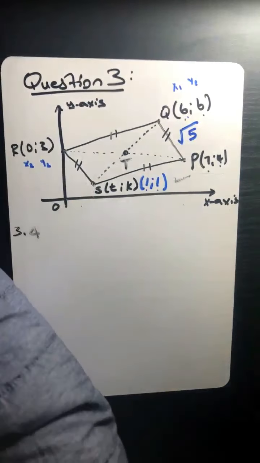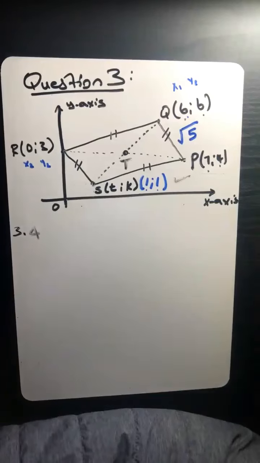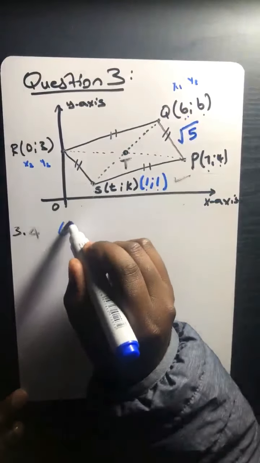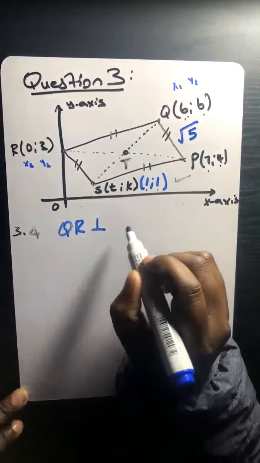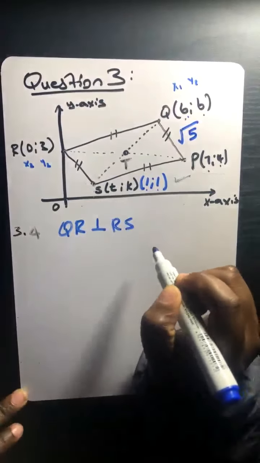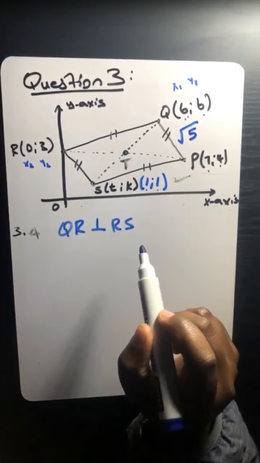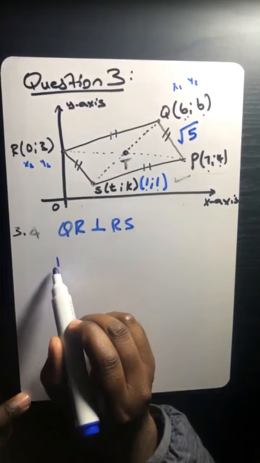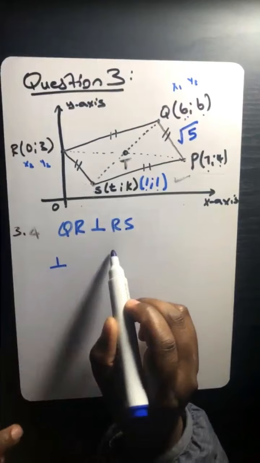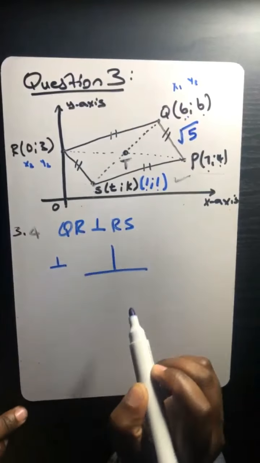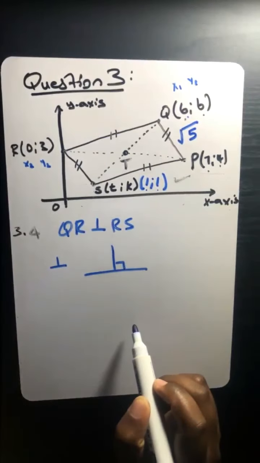3.4. The question says, show that QR is perpendicular to RS. Show that QR, remember this sign means perpendicular to RS. Before we do anything, guys, I said in my previous lessons, if we have perpendicular lines, you can see over there, it's a straight line and another straight line. They form a 90-degree angle over there.